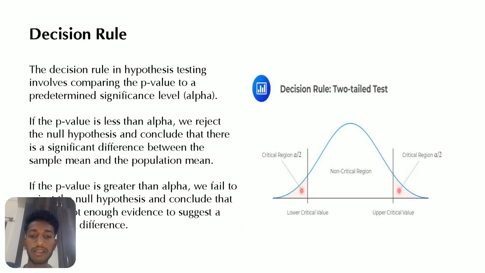Decision rule. The decision rule in hypothesis testing involves comparing the p value to a predetermined significance level, or alpha. If the p value is less than alpha, we reject the null hypothesis and conclude that there is a significant difference between the sample mean and the population mean. If the p value is greater than alpha, we fail to reject the null hypothesis and conclude that there is not enough evidence to suggest a mean difference.